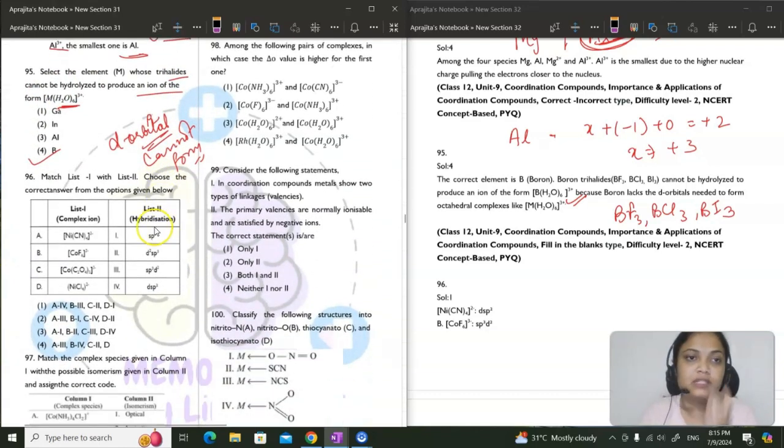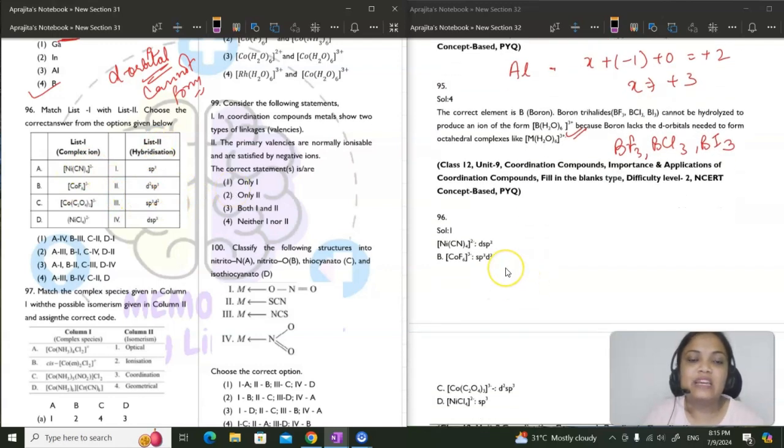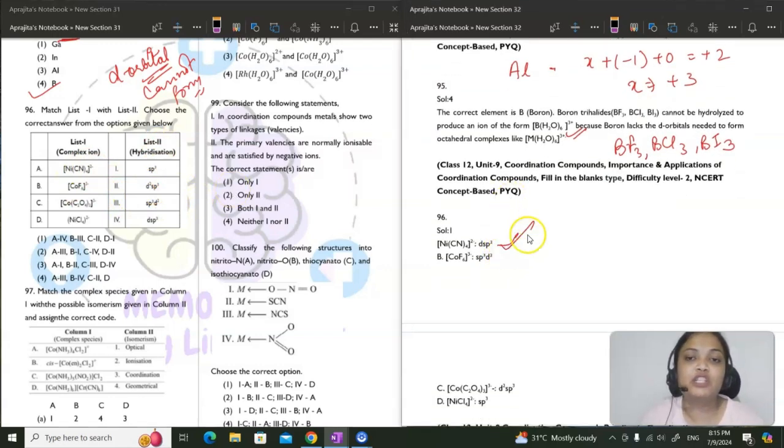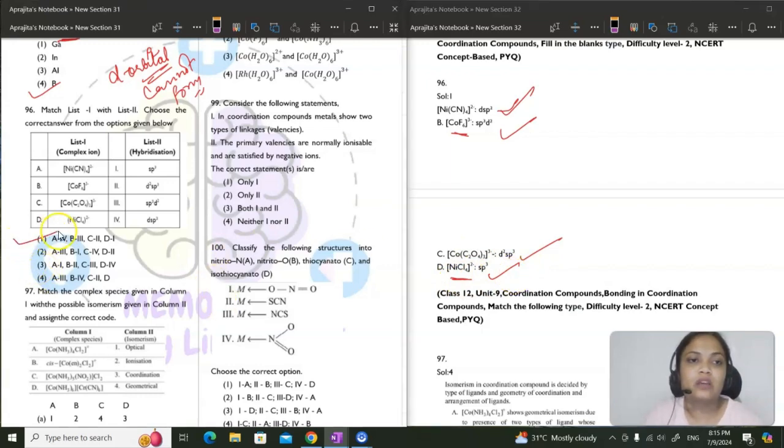To question number 96. Choose the correct answer from the options given below. Again, you have to find out the hybridization. So Ni(CN)4 2- is dsp2 hybridization, square planar shape; CoF6 3- is sp3d2, octahedral; Co(C2O4)3 3- is d2sp3, again an inner orbital complex, because pairing happens. And NiCl4 2- is tetrahedral, sp3. So the answer is A4, B3, C2 and D1.